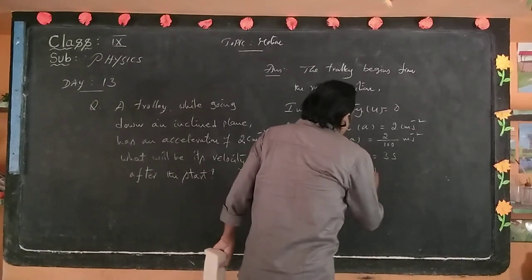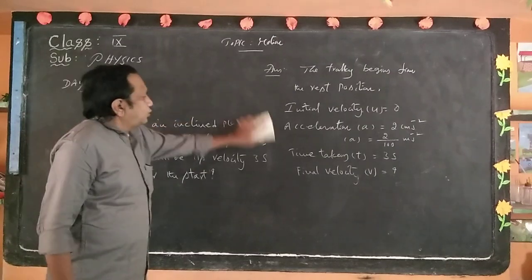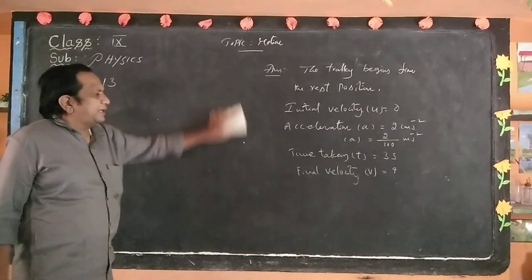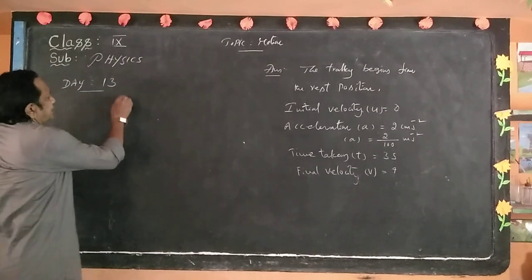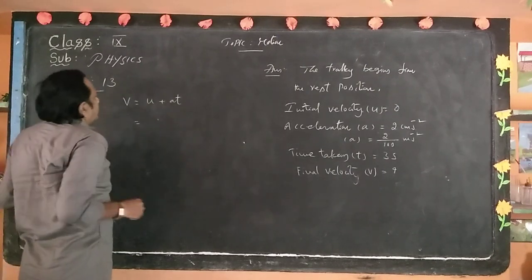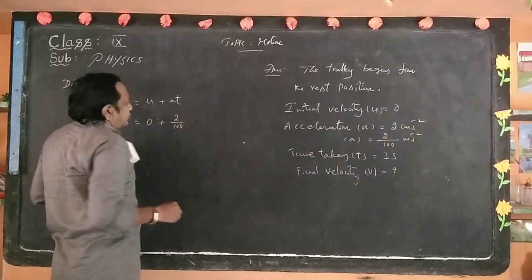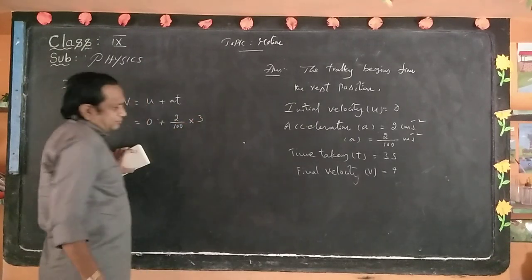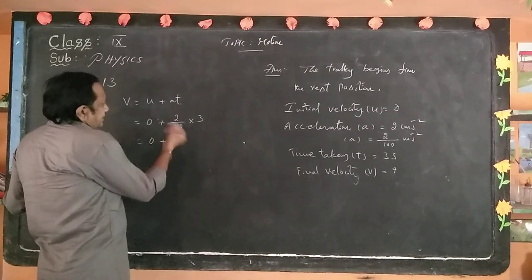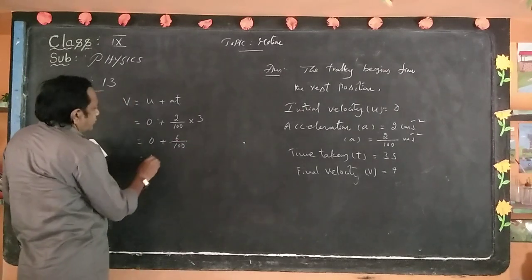Final velocity v is equal to how much? What is the application here? Here u, a, t are given, so the first equation of motion applies. What is the first equation of motion? v is equal to u plus at. That is 0 plus a, where a is 2/100, into t which is 3 seconds. It is better to do the cancellation, otherwise 0.2 is also fine sometimes. So it is 6/100.